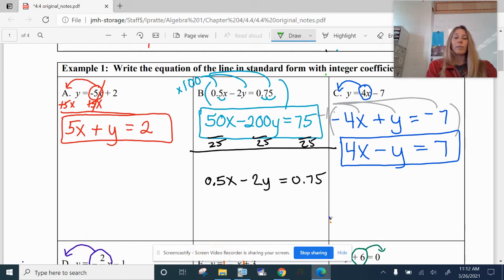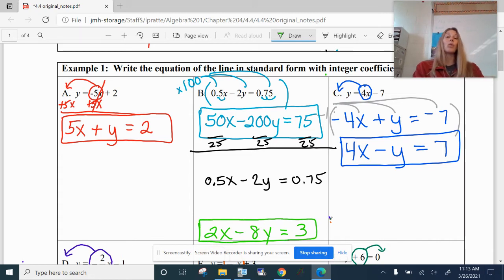So 50 divided by 25 would be 2, so this would be 2x. 200 divided by 25 would be 8, and 75 divided by 25 would be 3. So this here is another standard form equation that is equivalent to the original one that we got.